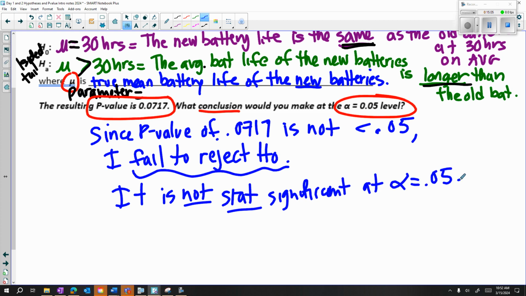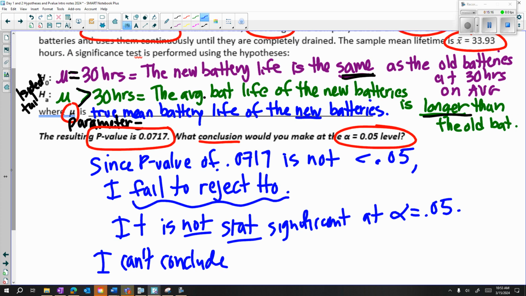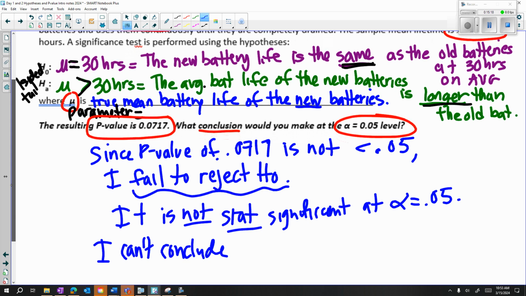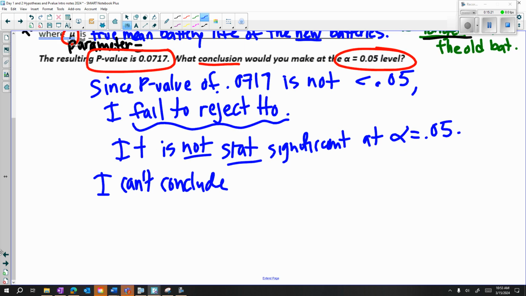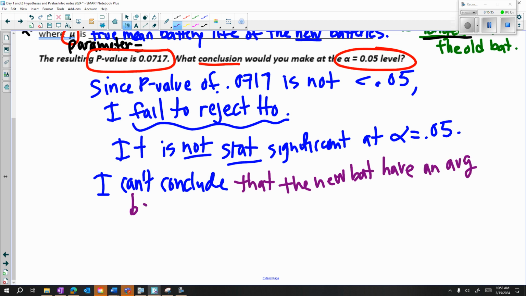So if you fail to reject H0, you're basically saying I can't conclude in favor of the alternative hypothesis, okay? So go back to your alternative. Your alternative was that the average battery life is longer for the new batteries. So you basically are saying to the company, sorry company, we can't conclude that the new batteries have an average battery life that is longer than the old batteries. Bummer.